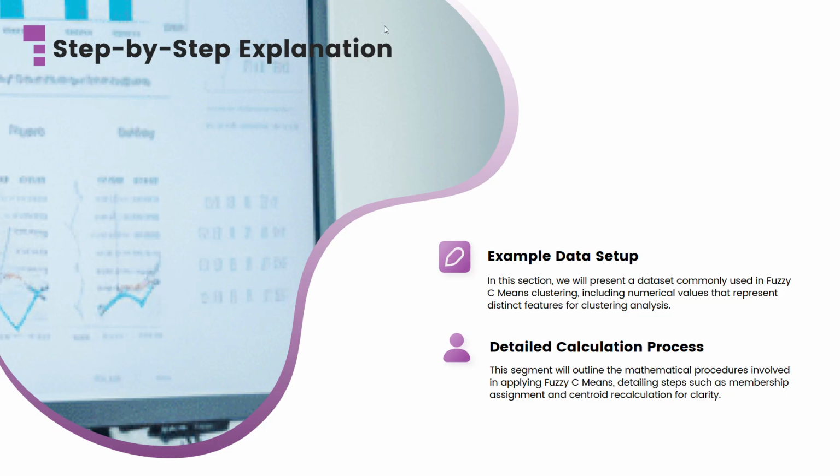Here we can explain it step by step. In this session, we present a dataset commonly used in fuzzy c-means clustering, which includes numerical values that represent distinct features for clustering analysis. The calculation segment will outline the mathematical procedure involved in applying fuzzy c-means, with detailed steps such as membership assignment and centroid recalculation for clarity, and the final matrix.